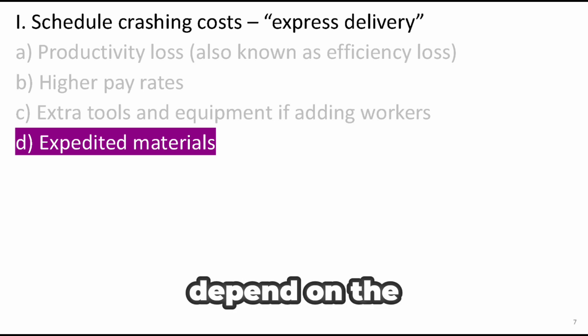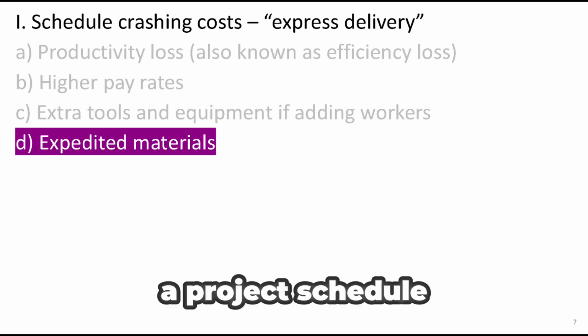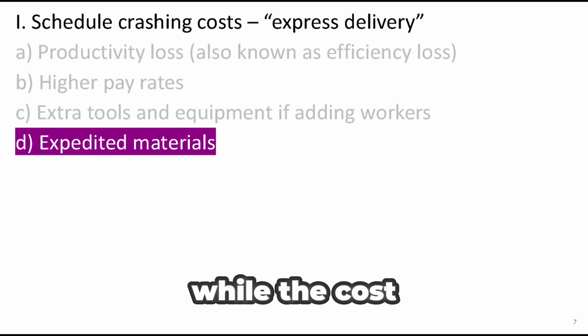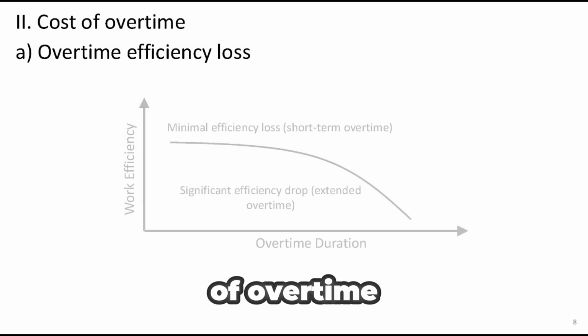Crashing costs depend on the crashing measure you use. As we learned in the previous lesson, there are different ways to crash a project schedule, like working overtime or crowding. In this video, we'll focus on the cost of overtime, while the cost of crowding will be covered in another video. Alright, let's get into the details of overtime.